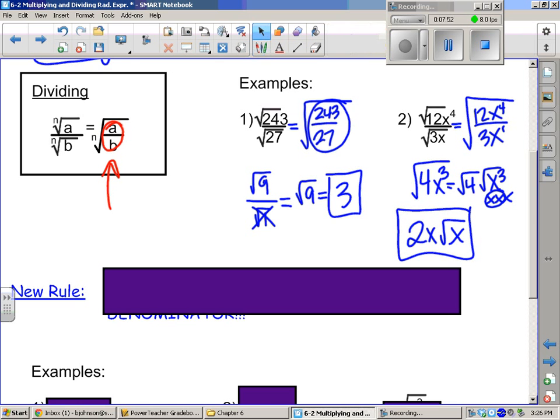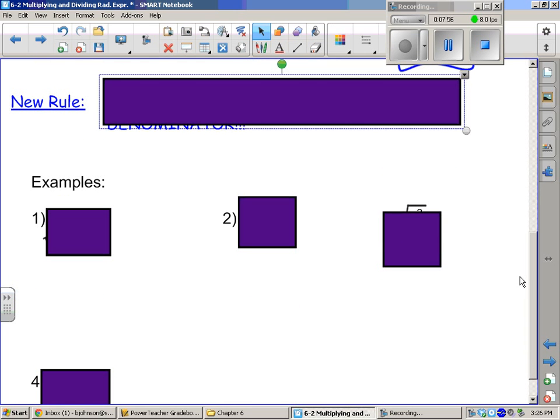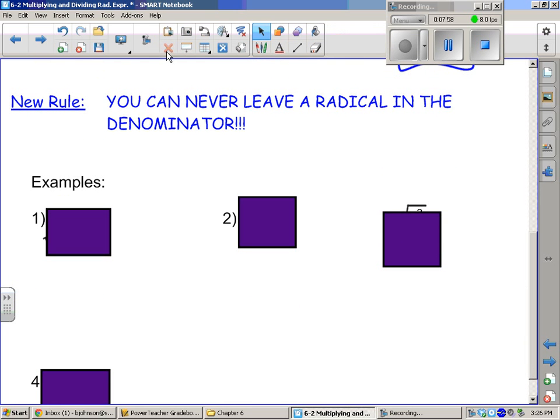Nice. Are you ready for a new rule? We have a new rule. It's going to rule your world. You can never, ever, ever leave a radical in the denominator. That's just a math faux pas. Right. You're breaking the laws. Breaking the law with a faux pas.